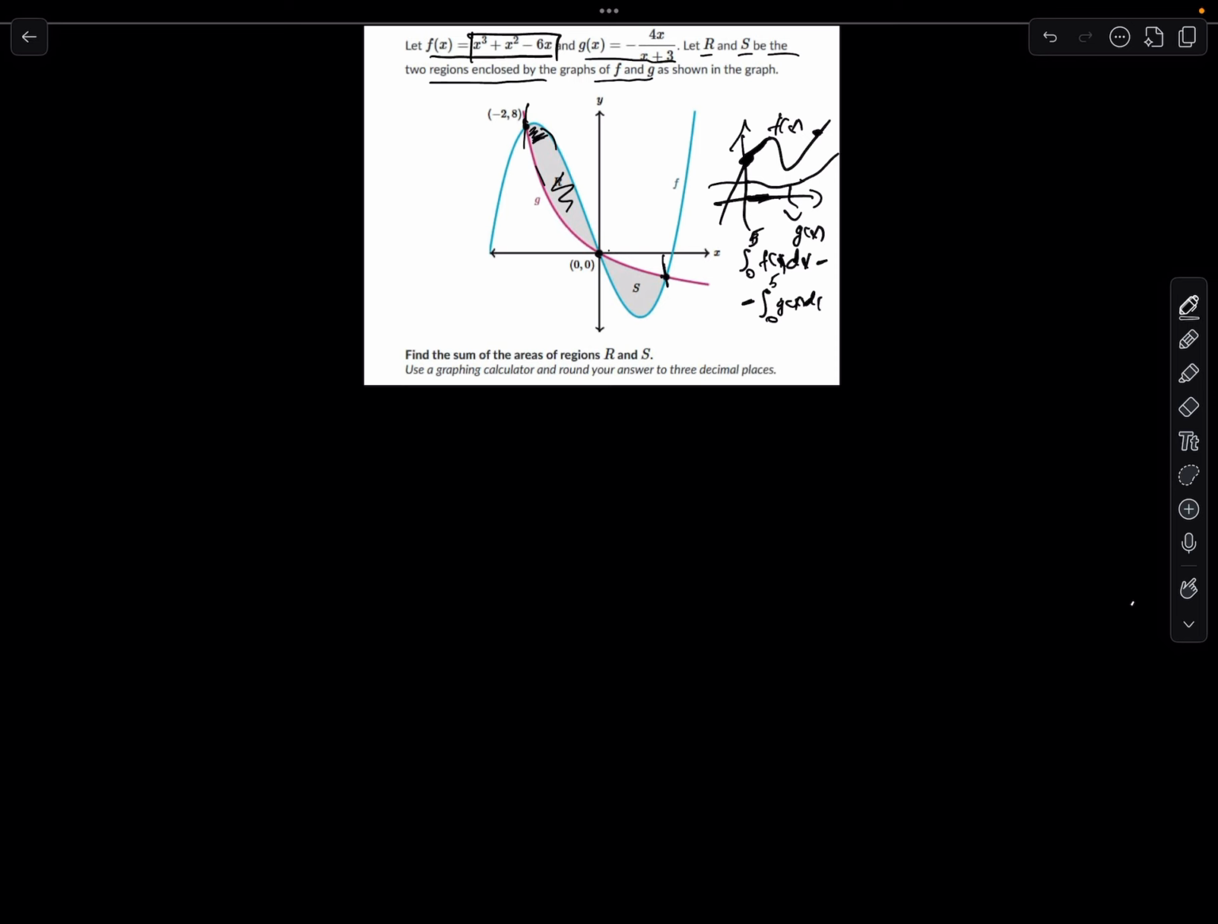When there are only 2 points of intersection, like that point and that point, it's easy to find the answer because you can say f of x is equal to g of x, and then you find those two x values, and then you put in those values as your bounds of integration and you get the answers. But here it's not so simple, because they're telling us that there are 3 points of intersection.